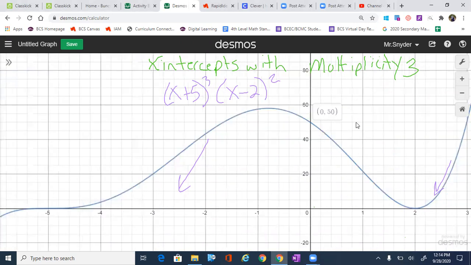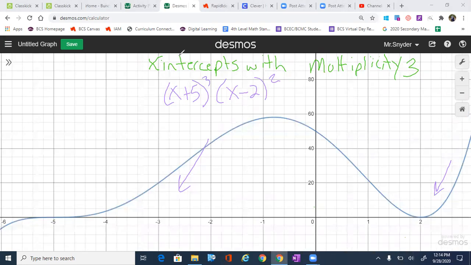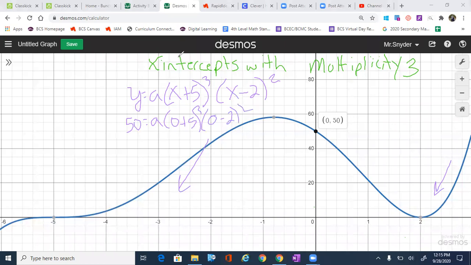And let's go ahead and start by saying y equals a, and then we use that (0, 50). And we're going to start solving away. So 50 goes in here, equals a times (0 plus 5). Anytime we see an x, we're going to put a 0 value in there. And then we just keep working. So 50 equals a, we've got 5 to the 3rd power, 0 plus 5. 5 cubed is 125 times 0 minus 2 squared, which is going to be 4. And then we are going to multiply 125 times 4.